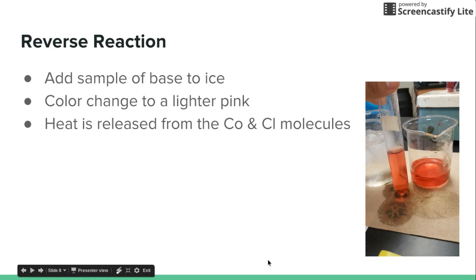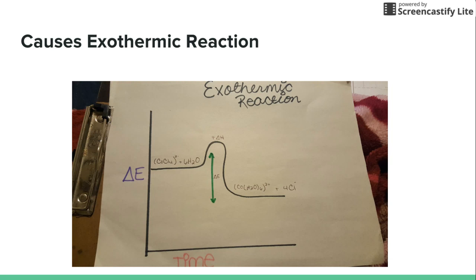Heat is released from the Co and Cl molecules and HCl molecules, so that's why we see a lighter change in color, and that is why our graph looks like it's an exothermic reaction, because heat is being released.